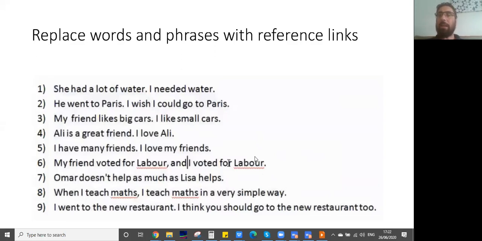Yes. Can we use it? Yes, we can. It's just that I'm trying to substitute as much as I can. So if I can substitute and change two words, it's better.